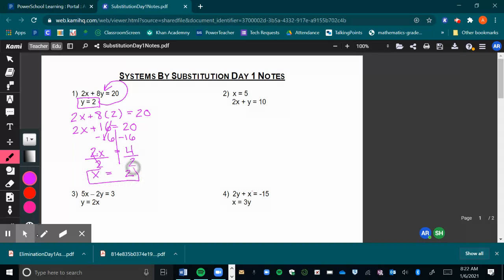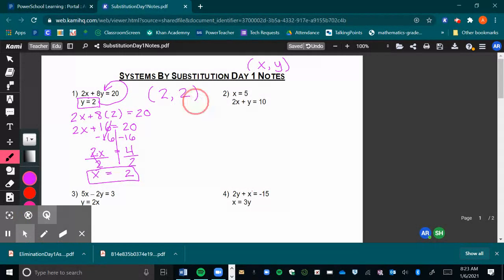So now I have this solved. And remember, for a system, my solution is always going to be an ordered pair. So I always need it in this ordered pair format, x comma y. So I know that x is 2, y is also 2. So here is my solution.